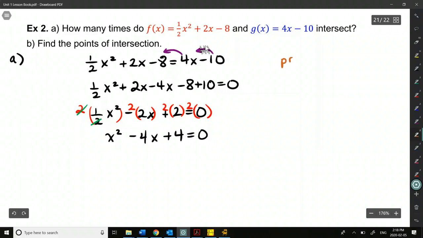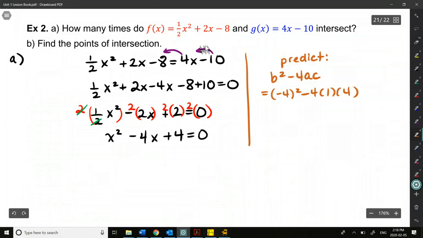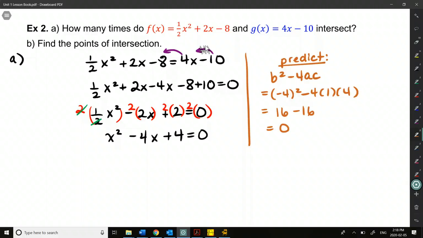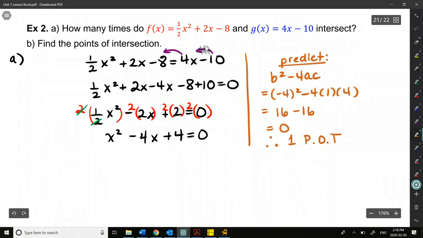Okay, so we're going to do a little prediction. For part A, where we sub in b squared minus 4ac. So b here is negative 4, a is 1 and c is positive 4. We'll get 16 minus 16, so that gives us 0 for the discriminant. What does this tell us? Andrew, what? Yes, therefore we have 1 point of intersection. Perfect.